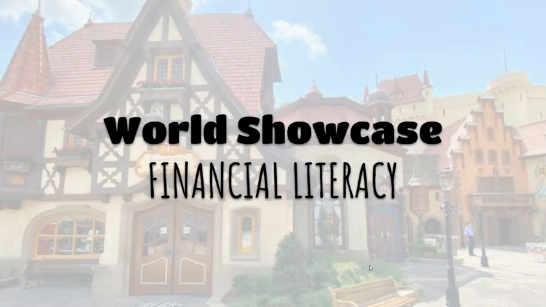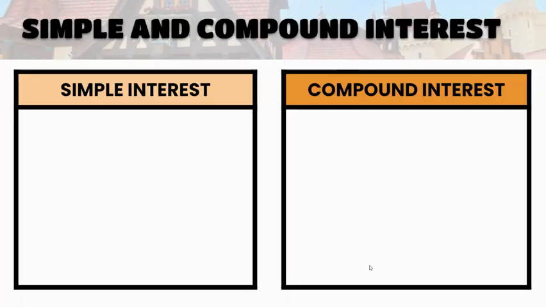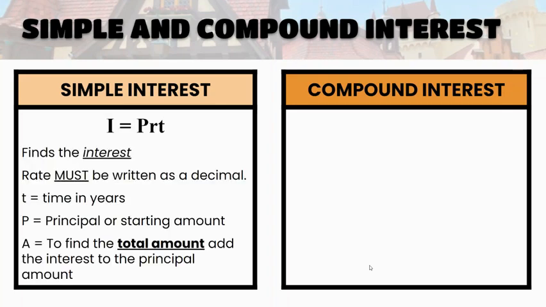Literacy. So mainly when we're talking about financial literacy, we're talking about simple and compound interest. So simple interest, the formula is I equals P R T. That formula will be on your STAAR chart. However, you need to know what the letters mean. It finds the interest. Simple interest only finds the interest, that formula.